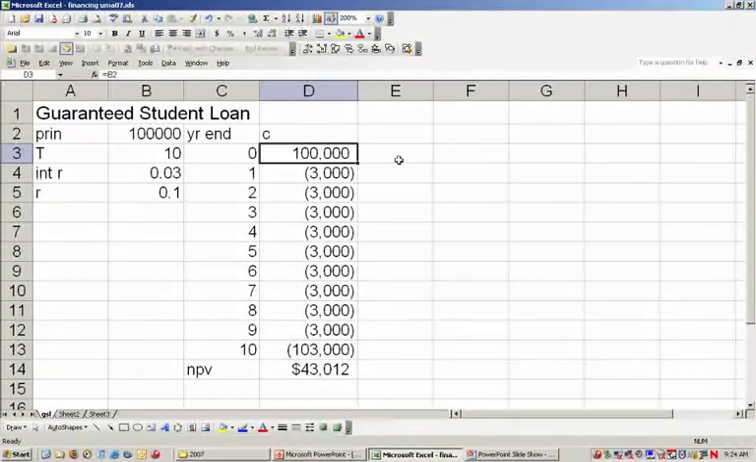And that's just the opposite of what we saw in a capital expenditure analysis, where in year 0 we had a negative cash flow, and years 1 through the term of the project we typically had positive cash flows.